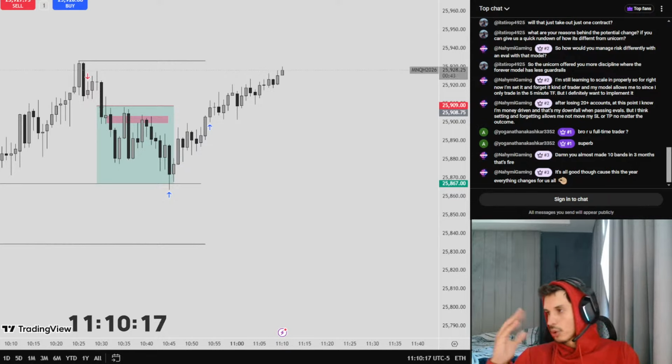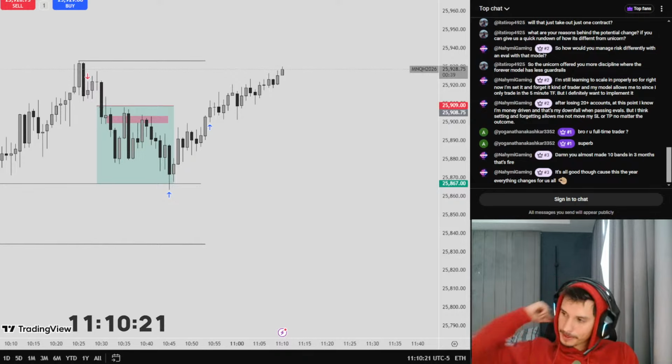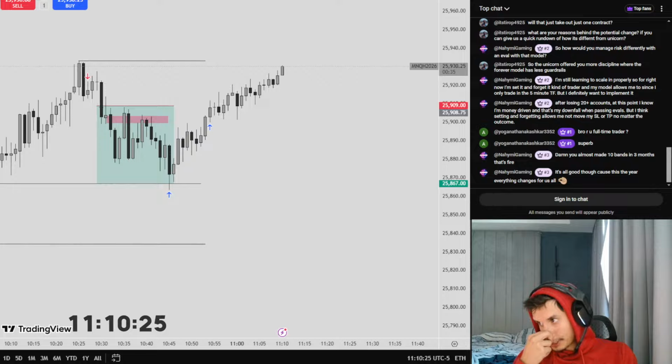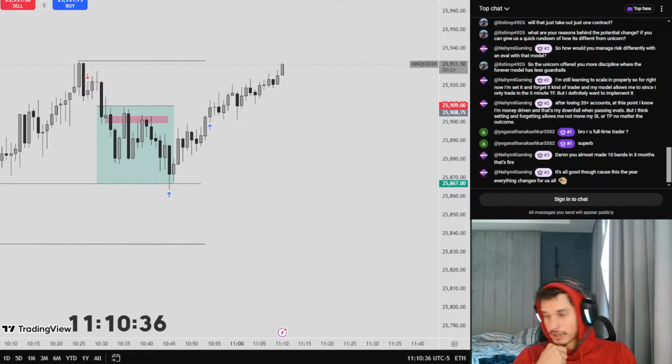Y'all could scroll down on my lives. I was still trading the forever model. I made the switch during social media to unicorn. And I've been trading unicorn ever since, but I have not gotten a payout. Ever since I blew those accounts, I've not gotten a payout. I've gotten close. I've gotten to day 4, day 5, but you blow it. Like it messes with your psychology.